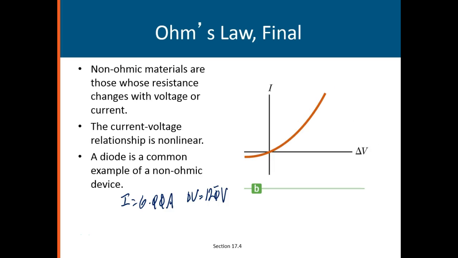So, let's go back here. And we said delta V is equal to IR. What we're looking for is the resistance. Okay? So let's solve that equation for R. Solve for R. Say again? Not quite. R is equal to delta V over I.